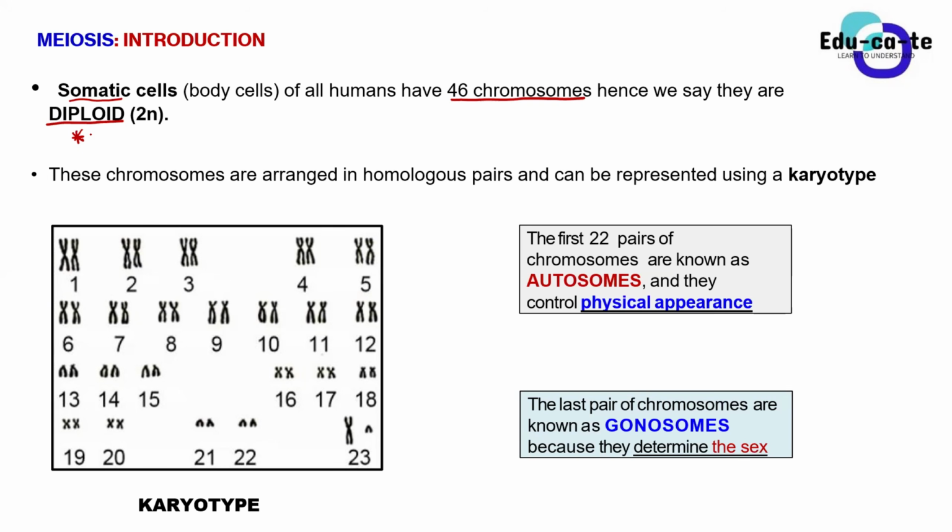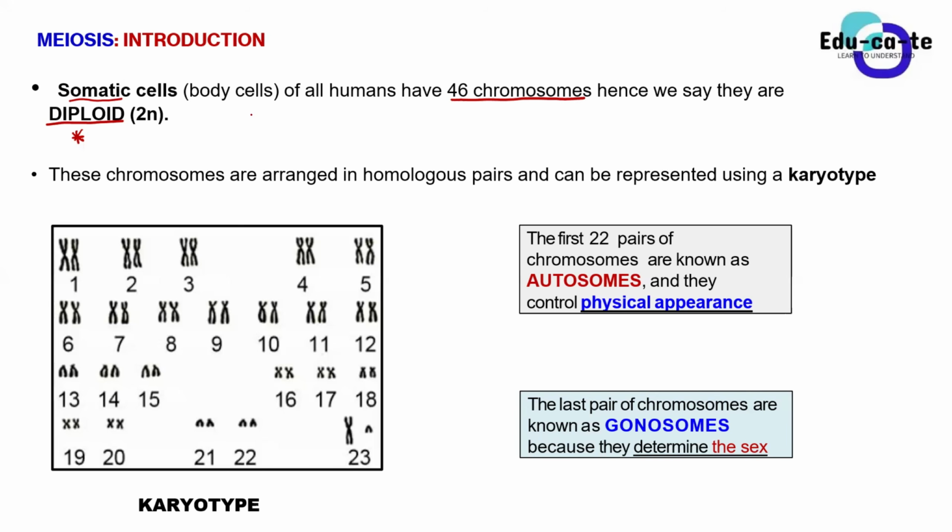In simple terms, it means that they've got 46 chromosomes. Without making things complicated, when we say that we have a diploid cell, it simply means that it is a cell that consists of 46 chromosomes. Basically, all the body cells that humans have have 46 chromosomes, and we say that they are known as diploid somatic cells.